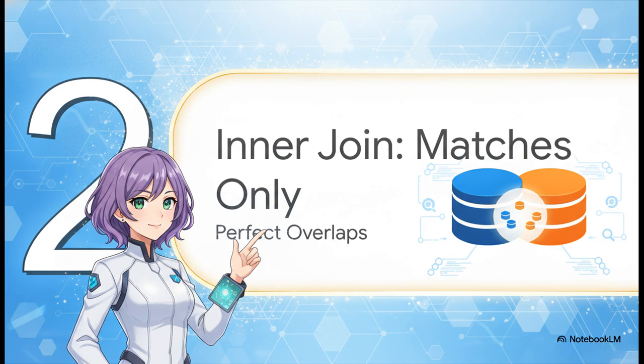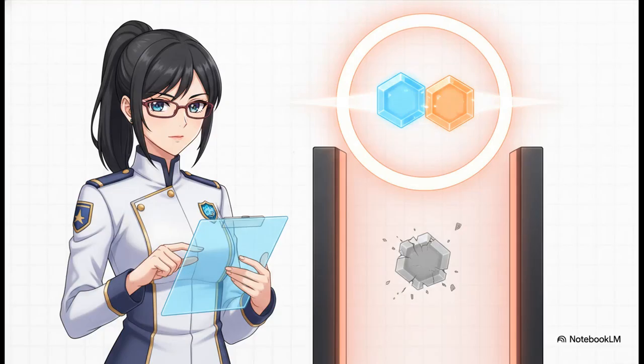Moving on to part 2, inner join, perfect matches only. So how do we actually query this mismatched data? Well, an inner join has a very strict, almost unforgiving rule. It returns only the matching records from both tables. If a piece of data in one table doesn't have a corresponding, perfectly matched partner in the other table, based on the column we specify, of course, it simply doesn't survive the process. It is completely, 100% filtered out.